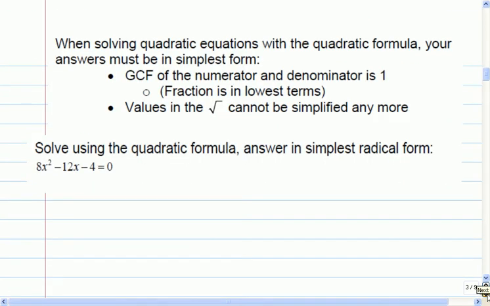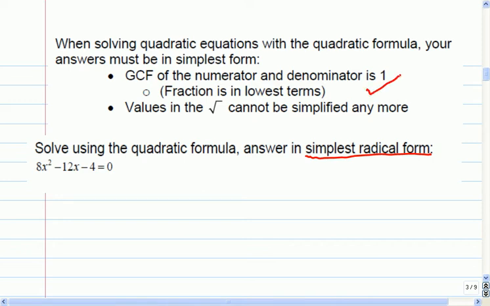So when we do these quadratic equations, you have to have your answer in simplest form. It was nice of me to give you your first set of equations so that they all turn out to be fractions and whole numbers. This one's going to have radicals in it. So see if you can use a quadratic equation, but you must reduce your answer in simplest form. These are the 2 conditions that I'll be checking for.